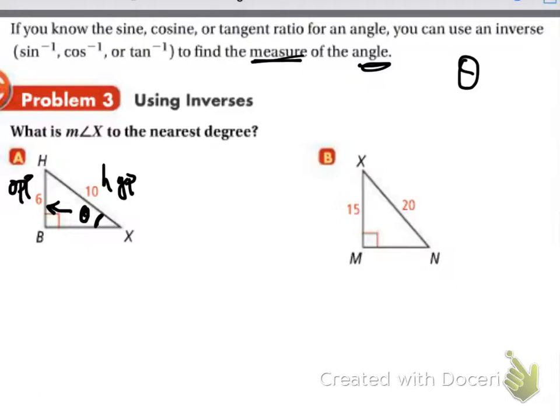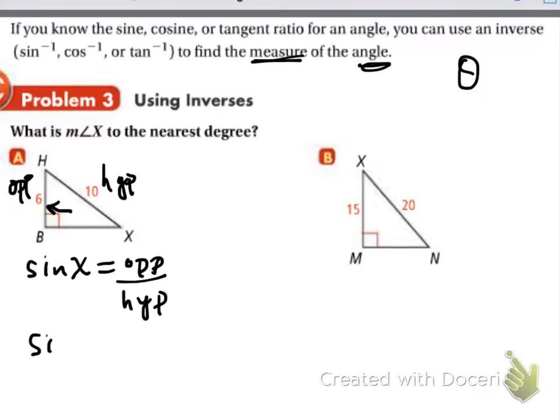It says what the measure of angle x is, so I guess we don't really need to name this theta. So opposite over hypotenuse, that's sine, so we're going to say the sine of x equals opposite over hypotenuse. So the sine of angle x is going to equal 6 over 10. Alright, so now how do we find what angle x is?